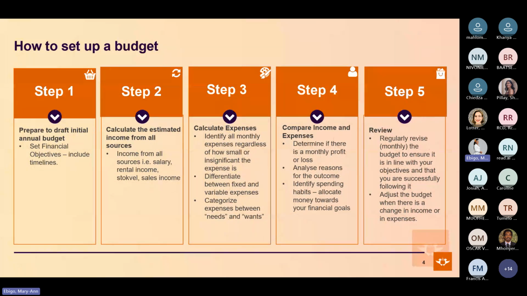The final step of preparing a budget is to regularly revise or revisit your budget. Remember, a budget is not something you prepare and just leave idle. You need to constantly look at it and compare the actual to the allocated expenditure. Because if there are differences this month or the following month, then you'll need to make the adjustments so that your budget can reflect those changes.